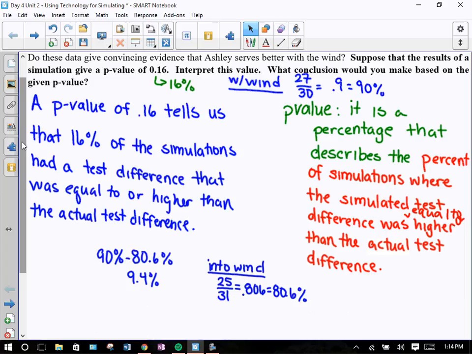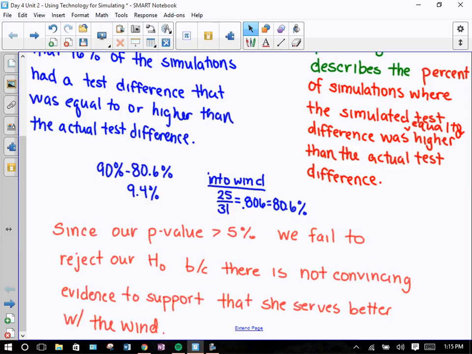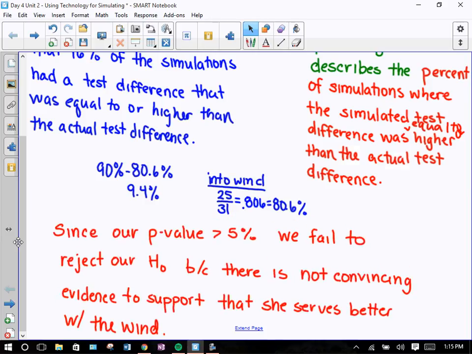You reject the null hypothesis because there's no convincing evidence that whatever is equal to. This is why I give you guys that, you have it in the notes. So since it's greater than or equal to 5%, we go to the note. Since it is greater than 5%, we fail to reject. You want to write this down. We fail to reject our null hypothesis.